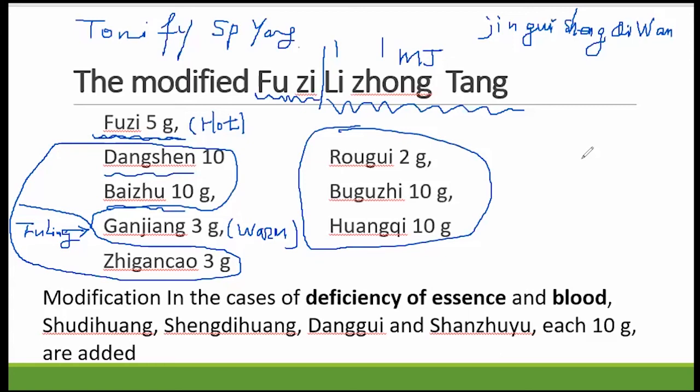So we say these formulas mainly tonify spleen yang. If the patient's pattern is both spleen yang and kidney yang deficiency, then we add in Rou Gui, which is mainly warming for the kidney. Bu Gu Zhi tonifies kidney yang, and Huang Qi tonifies qi. So that's how we modify Fuzi Li Zhong Tang for the condition.